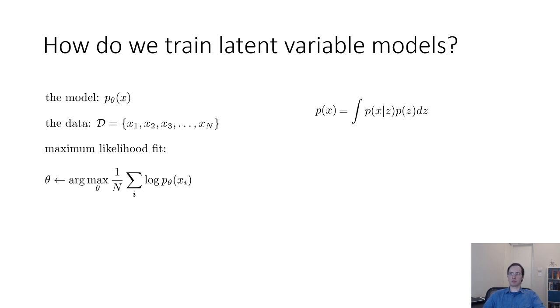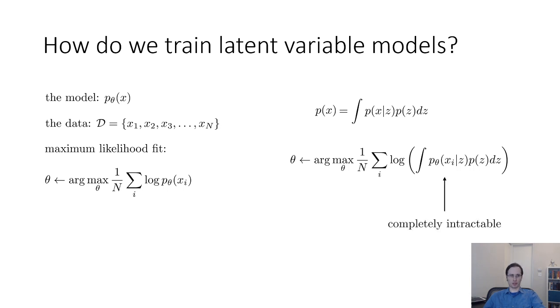And your p of x is given by the integral over z of p of x given z times p of z. So if I substitute this equation for p of x into the maximum likelihood fit, I get this training objective. Now, of course, the first thing that you might notice is that this training objective is quite difficult to calculate. If z is a continuous variable, calculating this integral every time you want to take a gradient step gets to be pretty intractable. So we can't really do this directly.